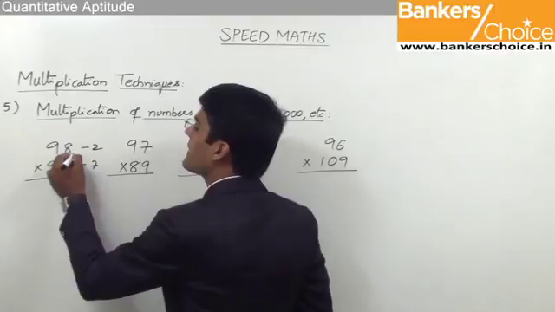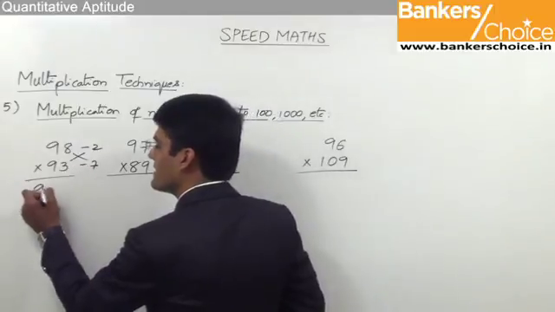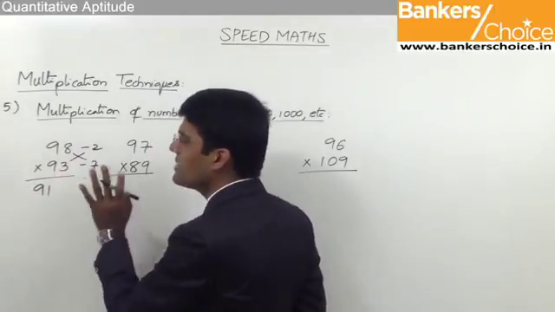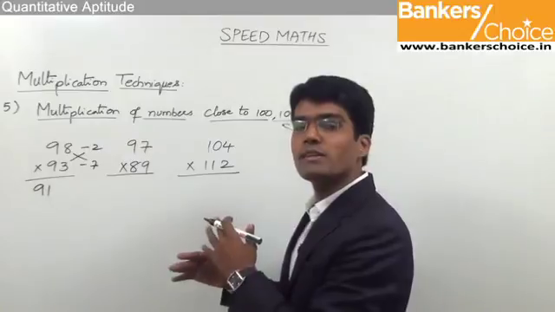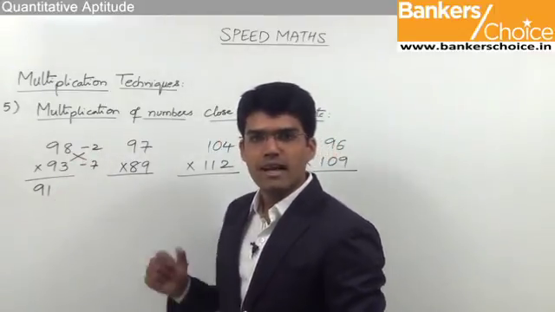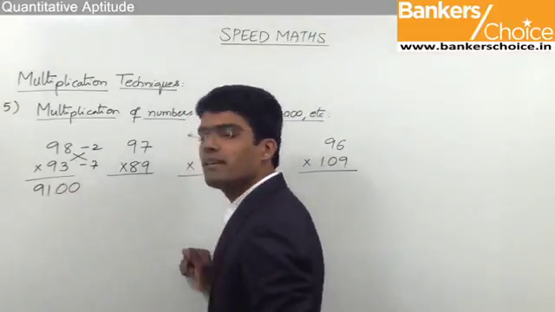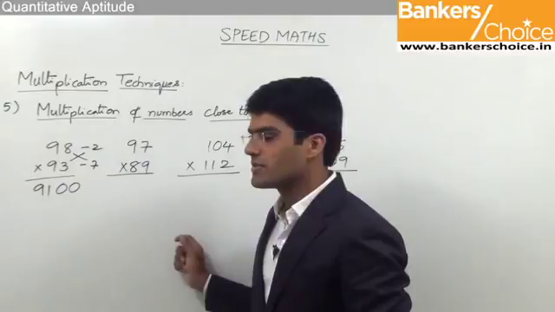For example, we need to take 98 minus 7 or 93 minus 2 in the answer as the first step. So 98 minus 7 is 91, or we can say 93 minus 2 is 91. So the first step here is to take the cross difference of the distance with the number and write the result in the answer. Now 91 here is nothing but 9100 because the base here is 100.